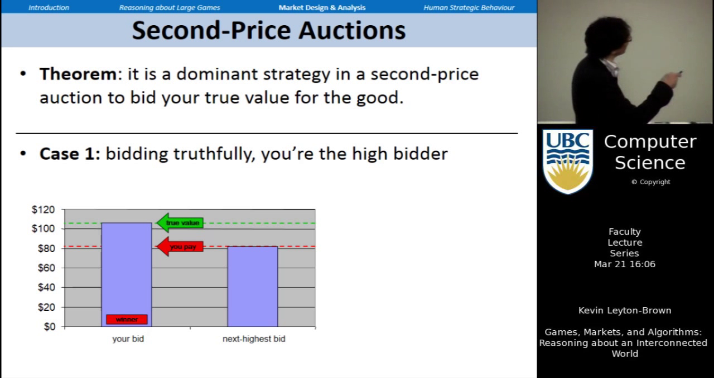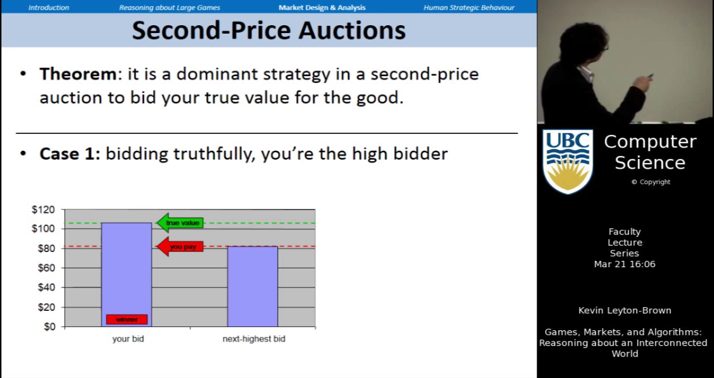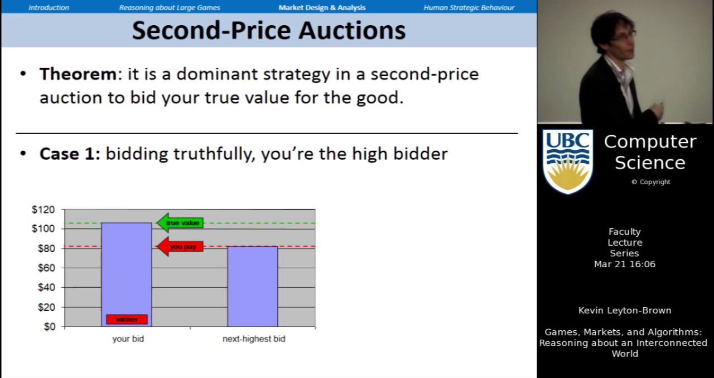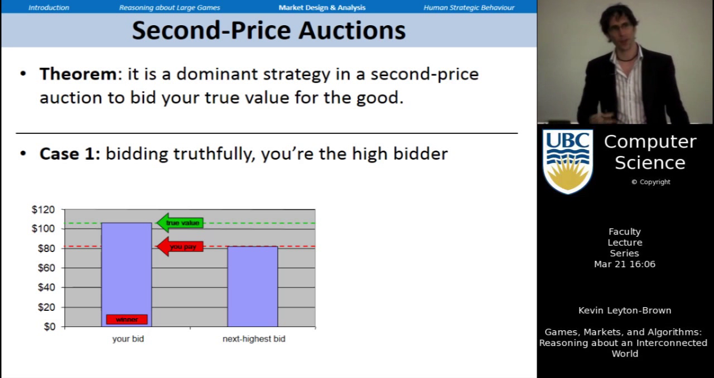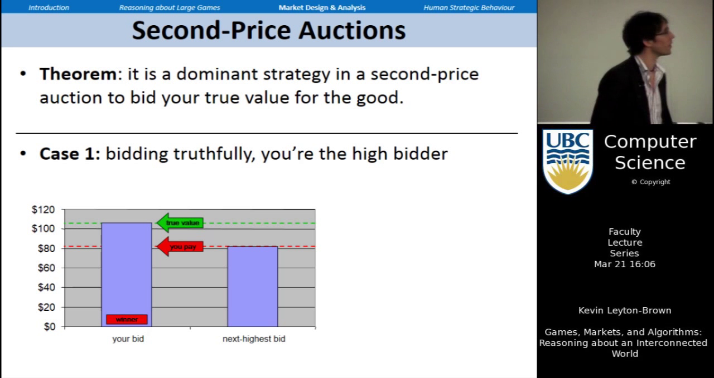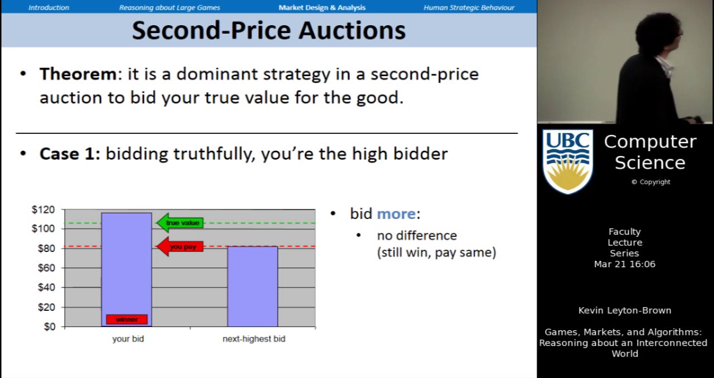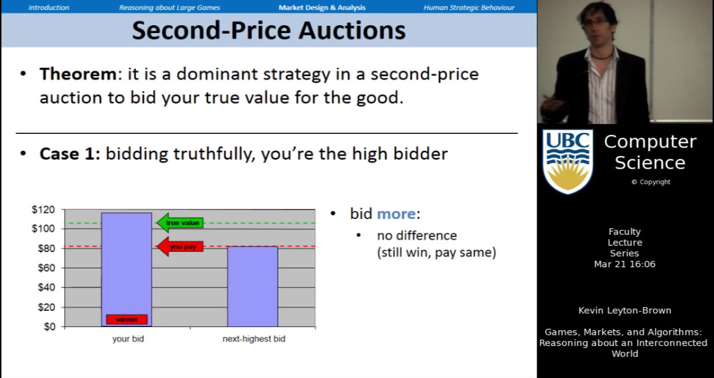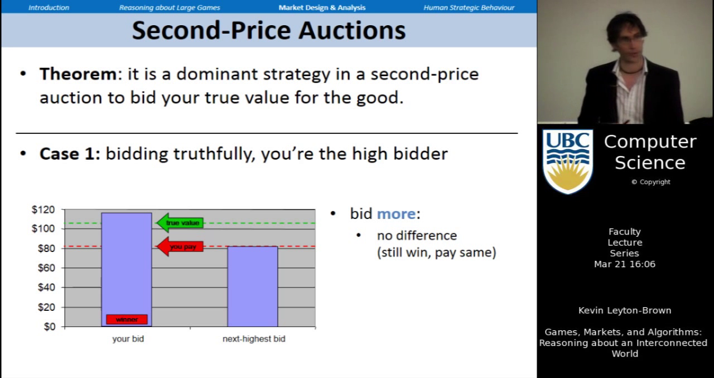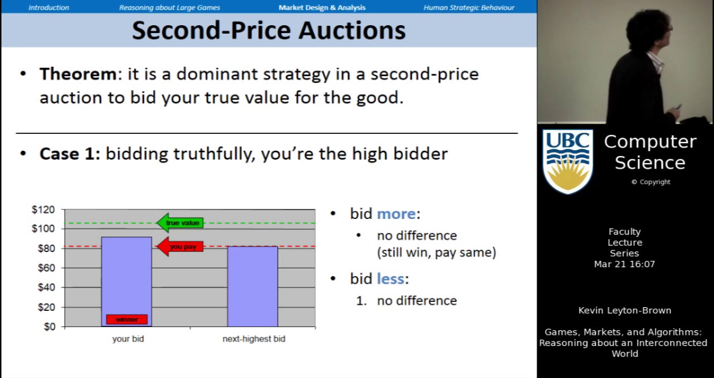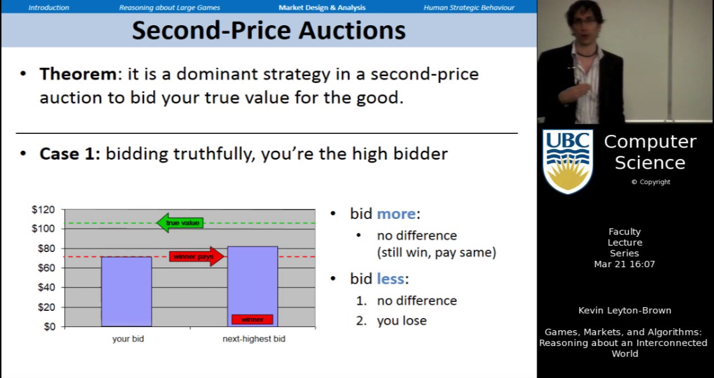So here you're the high bidder. This is the amount of your bid. This green line is your true value. And here's the next highest bid. And so this red line is the amount that you pay. And so I want to think through all the different things you could do in this setting. So here's what happens if you declare the truth. If you were to bid more than your true value, then you would still win, and you would still pay the same amount. So nothing would change for you. If you bid a bit less, then there would still be no difference until you bid enough less that you started to lose.